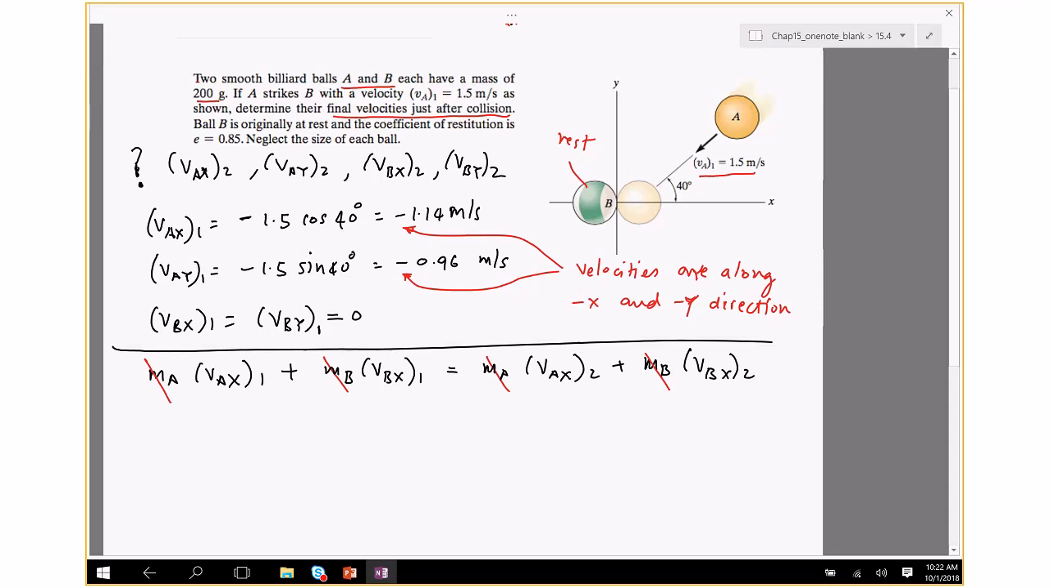We're left with VAX, which is minus 1.14, plus VBX, which is 0, equals VAX2 plus VBX2. I'll call that equation 1.